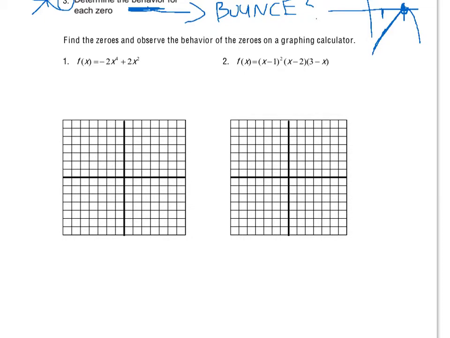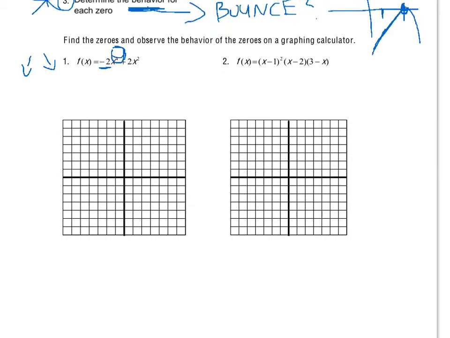Let's first find the end behavior. For number 1, the degree is 4, right here, and the leading coefficient is negative. So I know right away this is my end behavior. They're both going down, like an upside down parabola. So I did step 1.